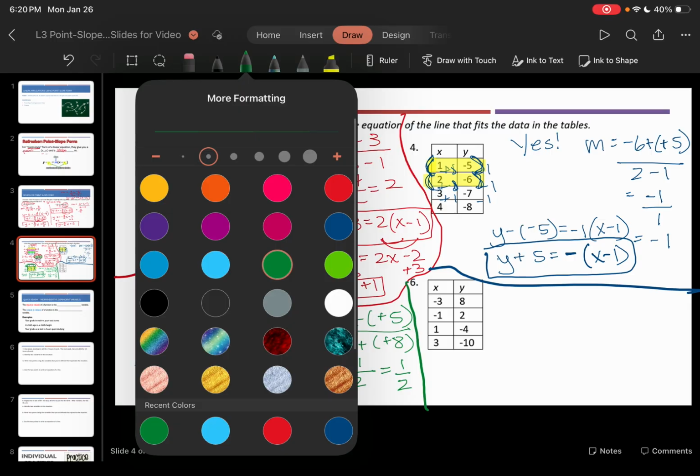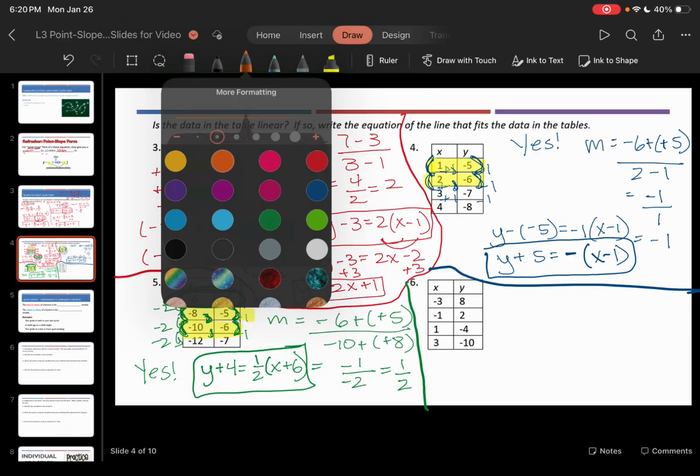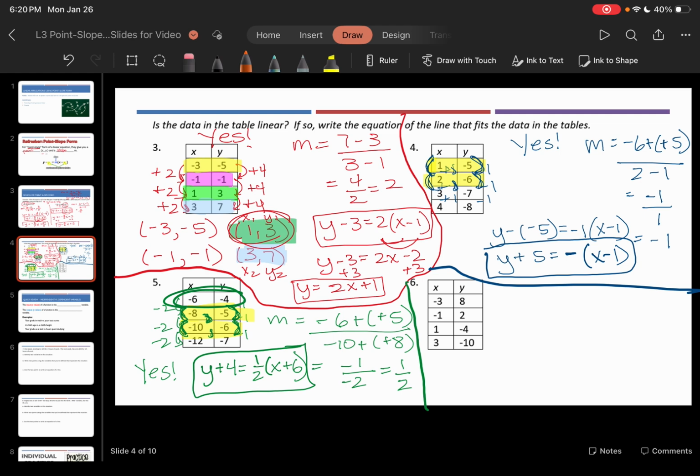All right, and we got to keep mixing it up. Let's use orange here. Okay, let's look at this pattern. In the x's, I'm adding 2, adding 2, adding 2. Here, I'm subtracting 6. 2 minus 6 is negative 4, and negative 4 minus 6 is negative 10. So this is linear. So the slope, pick 2 points. I'll just pick those first ones. Let me highlight them again for you, this and this.